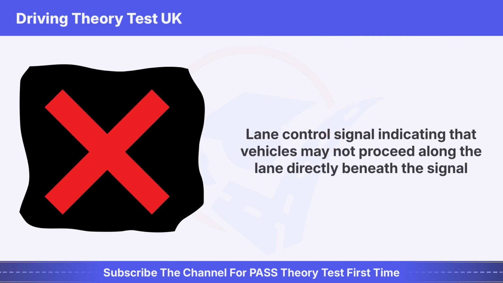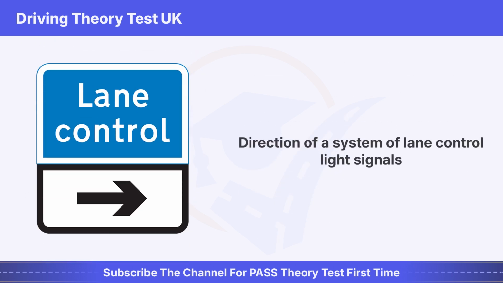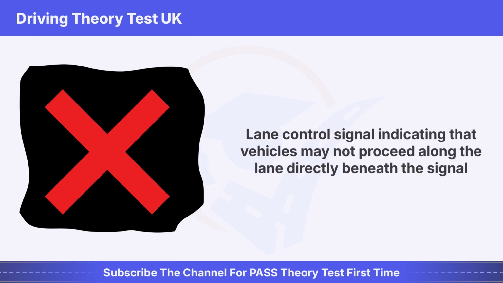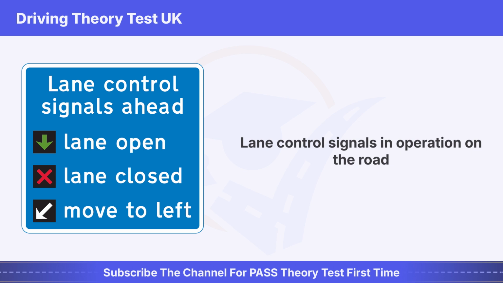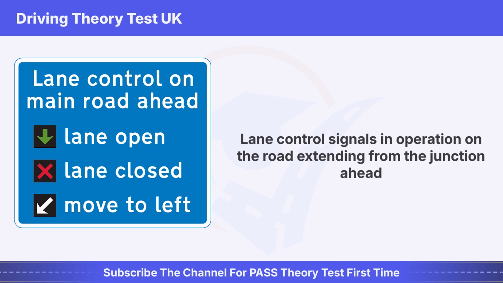Lane control signal indicating that vehicles may not proceed along the lane directly beneath the signal. Direction of a system of lane control light signals. Lane control signal indicating that vehicles may not proceed along the lane directly beneath the signal. Lane control signals in operation on the road. Lane control signals in operation on the road extending from the junction ahead.